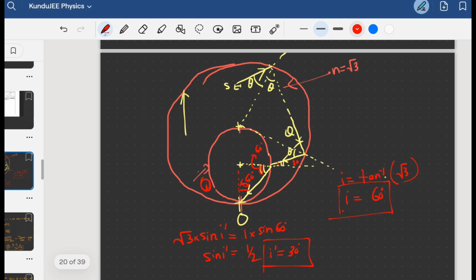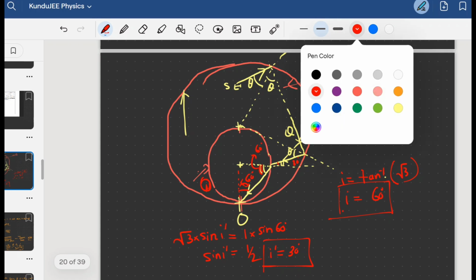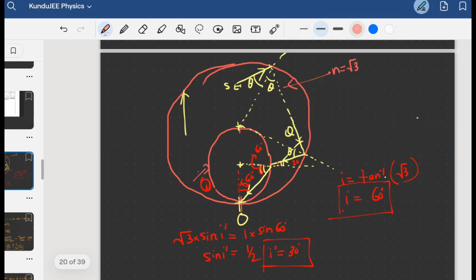Now I have to find out the angle theta. I have got some values, and now I will find the angle theta. See, if I join this and this one, this is 60 degrees, this is 60 degrees, this is also 60 degrees. So this angle becomes 120 degrees. And if I join this center and the point of entering the air cavity, ultimately I am able to make two triangles. One is this triangle, another is this triangle. I am just putting an arrow.